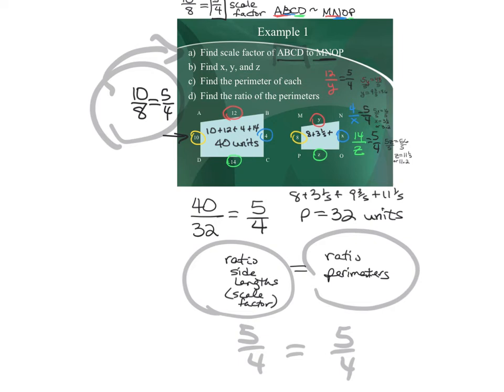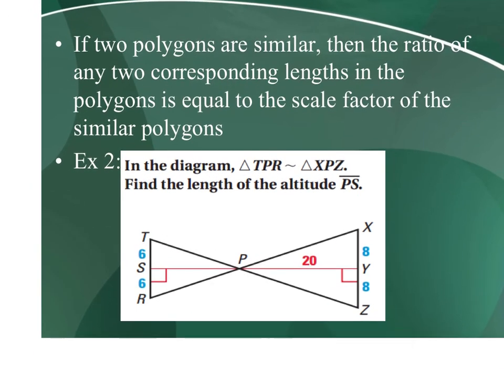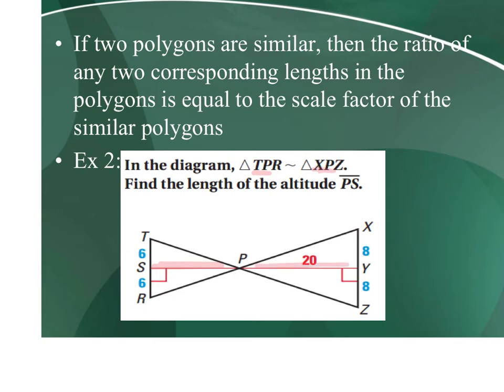Everybody good now? Let's try another one applying this. So again, we're just looking for corresponding side lengths. They're telling us they're similar. Based off the statement that's given to me, I can see that TP, which is right here, is going to match with the XP, which is right here. So I could write that in a ratio. TP is going to match with XP.